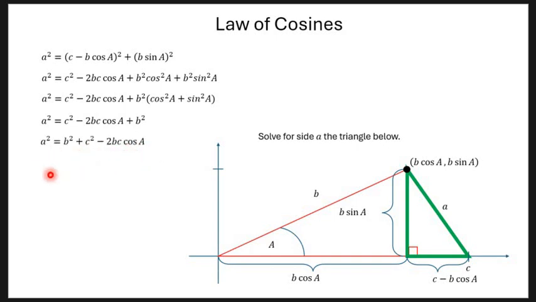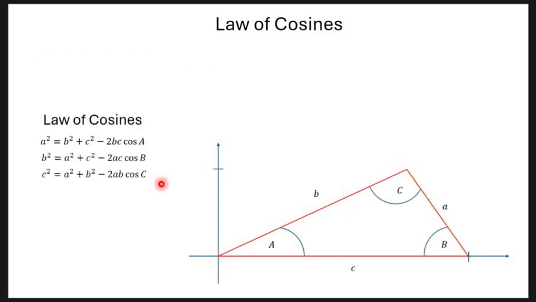So the law of cosines says that a squared is equal to b squared plus c squared minus 2bc times the cosine of a. But that doesn't just work for angle A, it works for all of the angles A, B, and C, and these are the three formulas for the law of cosines. Let's go ahead and look at an example where we're going to employ one of these formulas.